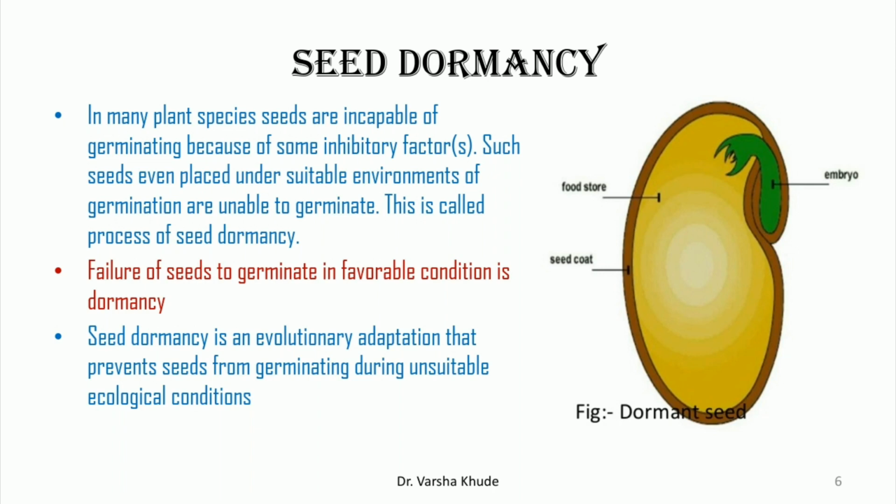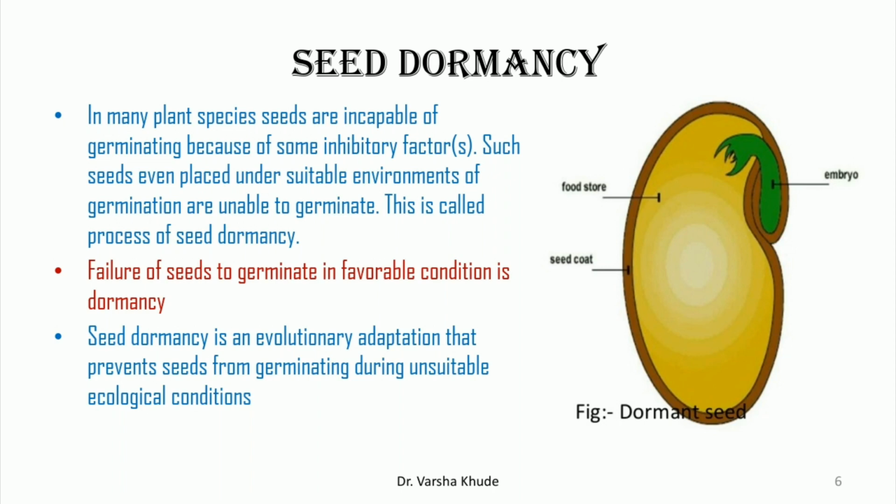In several species like bean, pea, and maize, seeds germinate as soon as they have undergone maturation and are provided proper conditions for germination. In some species like mangroves, the seeds may germinate while being attached to the parent plant or enclosed inside the fruit. In many species, seeds are incapable of germinating because of some inhibitory factors. Such seeds, even placed under a suitable environment for germination, are unable to germinate. This is called the process of seed dormancy.